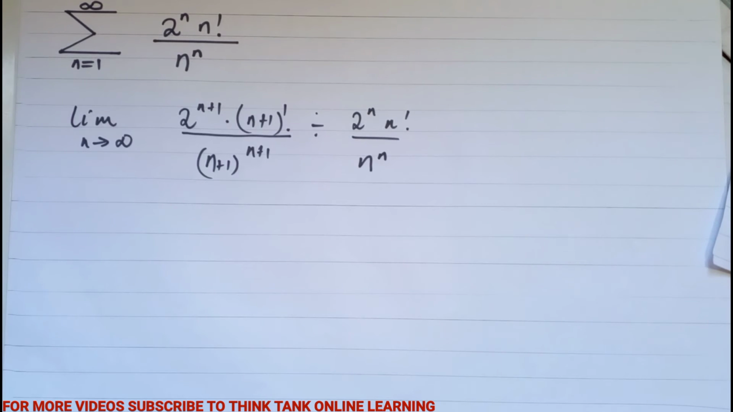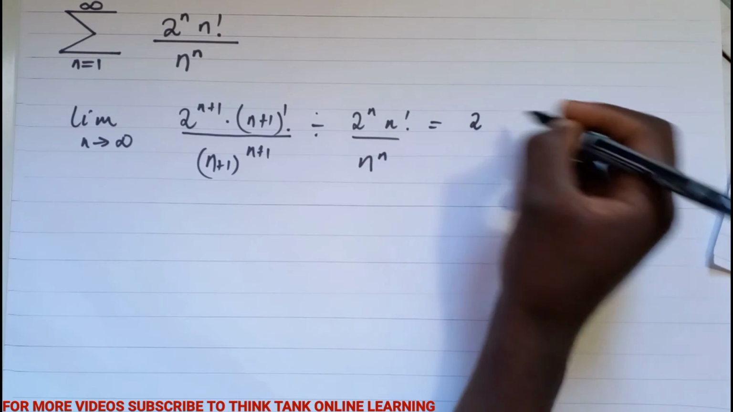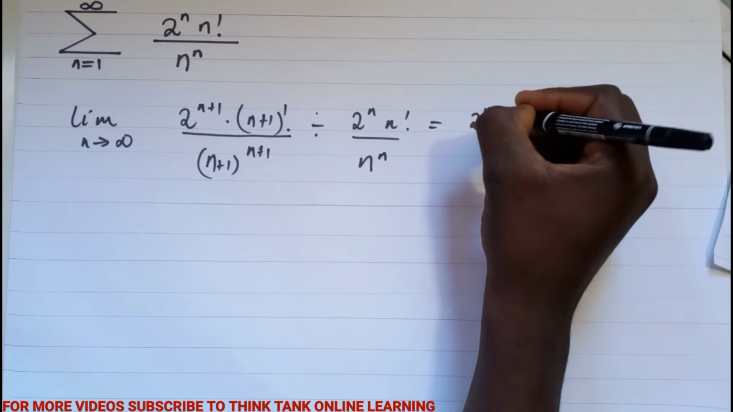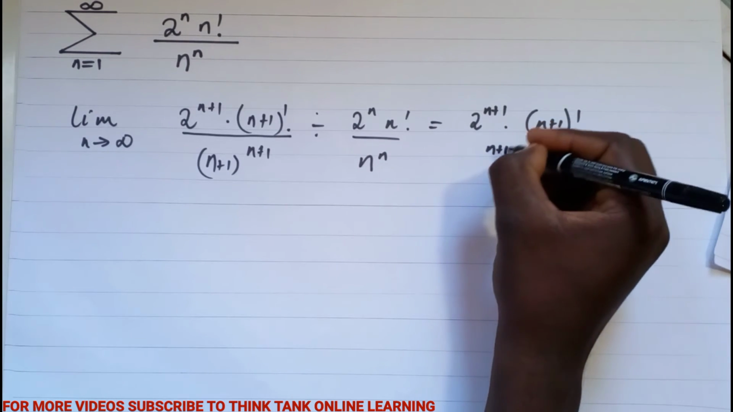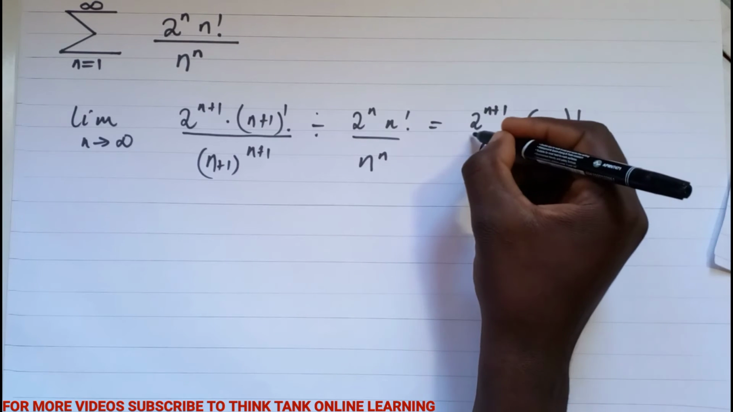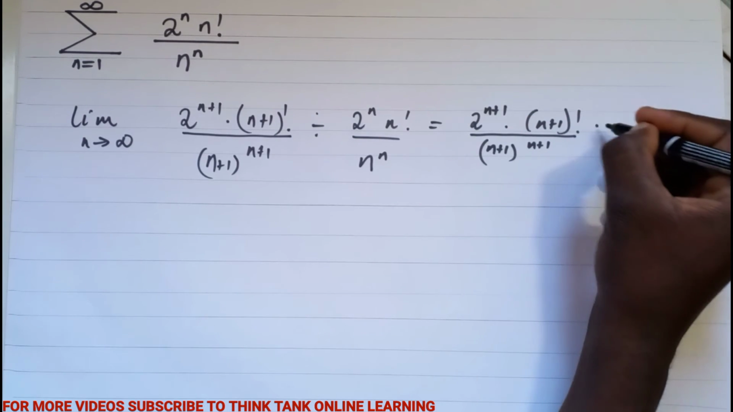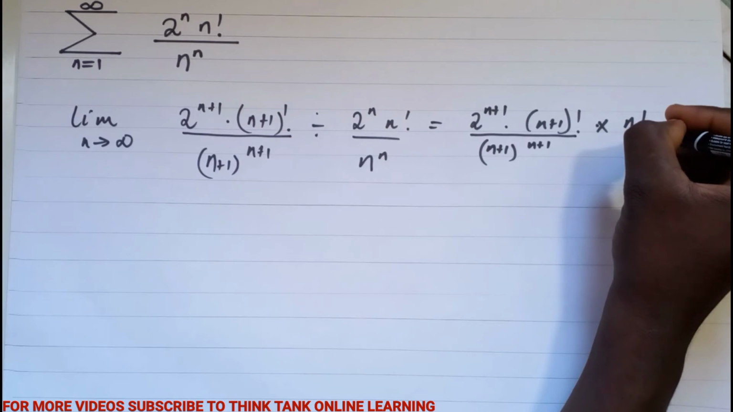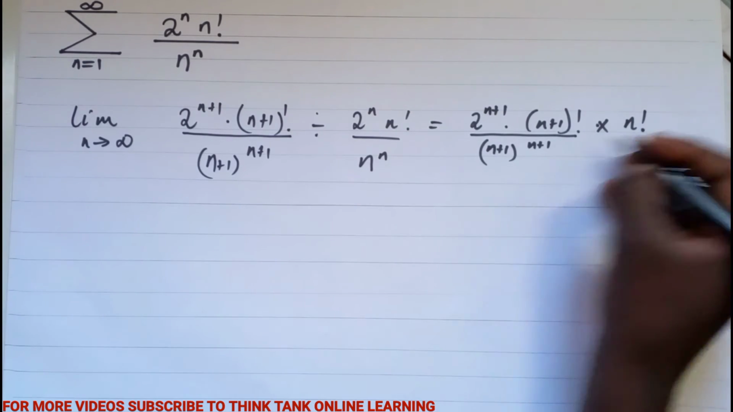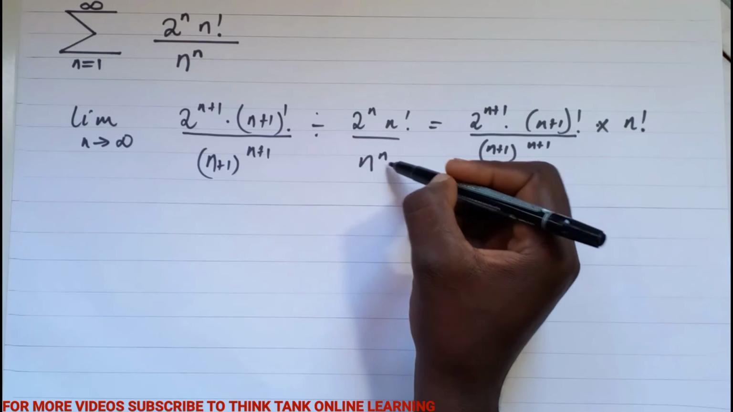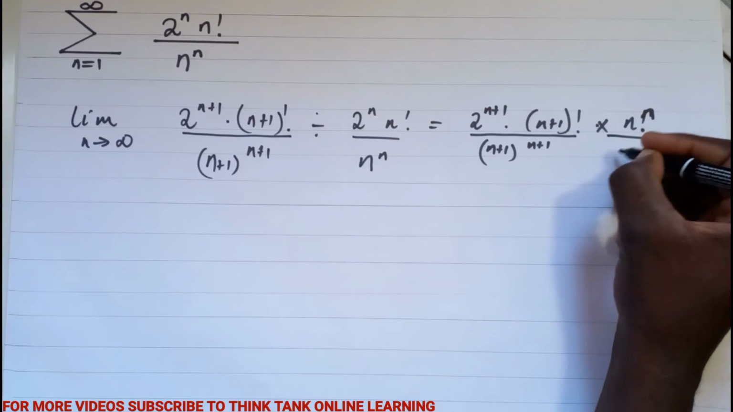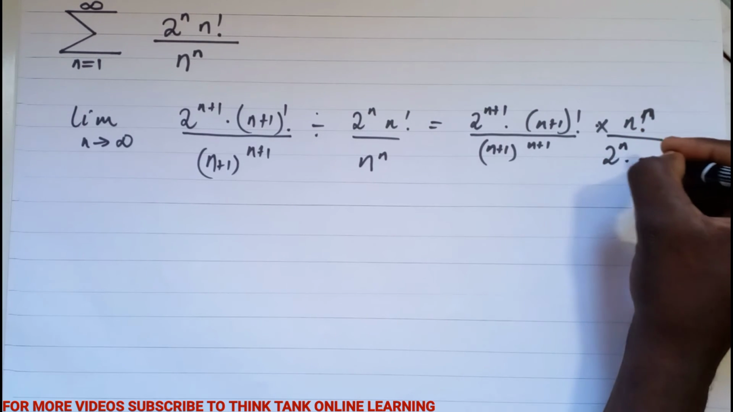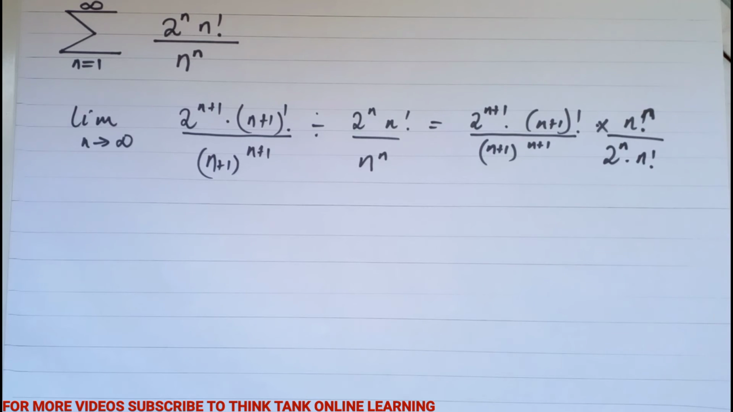You should be familiar with the laws of indices. So this is the same as saying 2 to the power n plus 1 times n plus 1 factorial over n plus 1 to the power n plus 1, times n to the power n over 2 to the power n times n factorial.